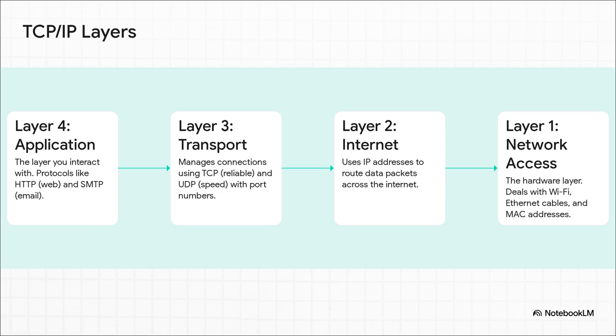And finally, it all lands at layer 1, the network access layer. This is the physical stuff, the Wi-Fi waves, the Ethernet cable that actually sends the ones and zeros. That's the whole journey down the stack, from your app to the actual wire.